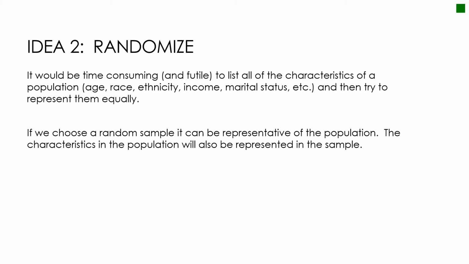So that is idea 2, is to randomize. So again, it would be time consuming and futile to try to list all of the characteristics of a population. Age, race, ethnicity, income, marital status, etc., etc., etc., and then try to represent everyone equally. However, if I choose a random sample, something that's completely random, then I would assume that all of the characteristics that I had in my population would then be represented in my sample as well.